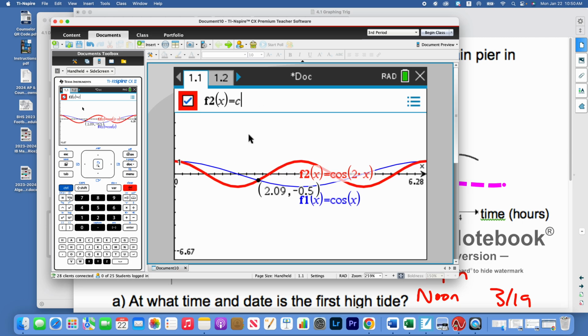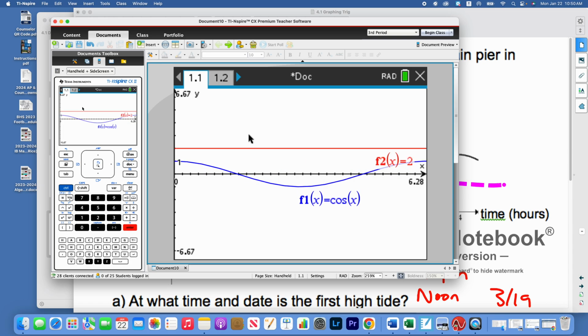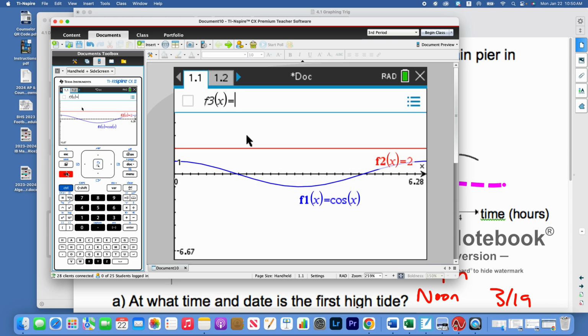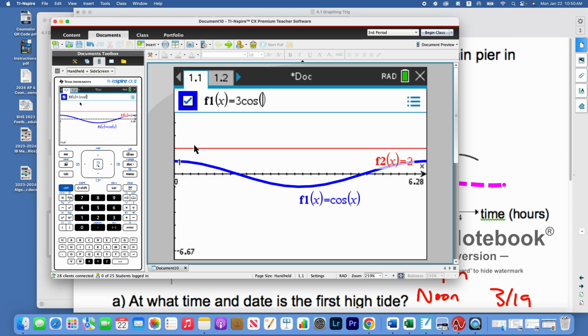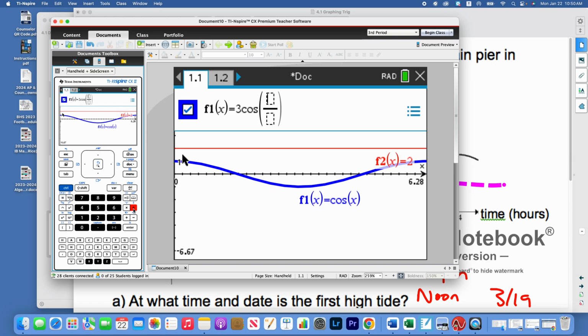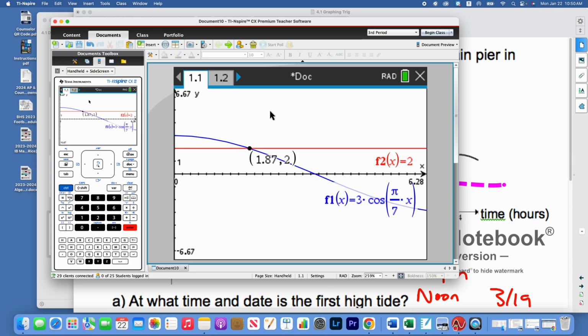All right, so I'm going to take this and I'm going to make this 2, because that was one side of the equation. And then I'm going to go to tab and I'm going to make the other one 3 cosine of pi over 7 and then times x. So I get that.